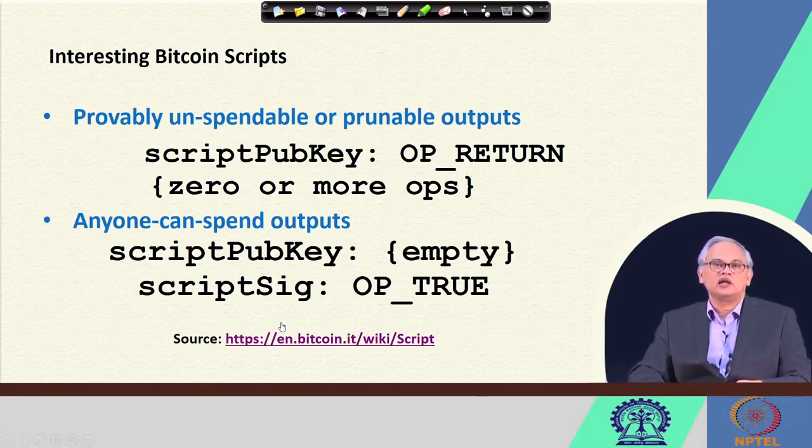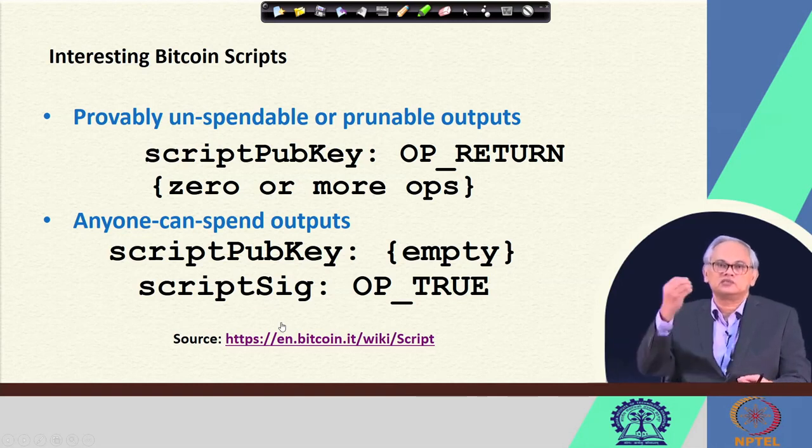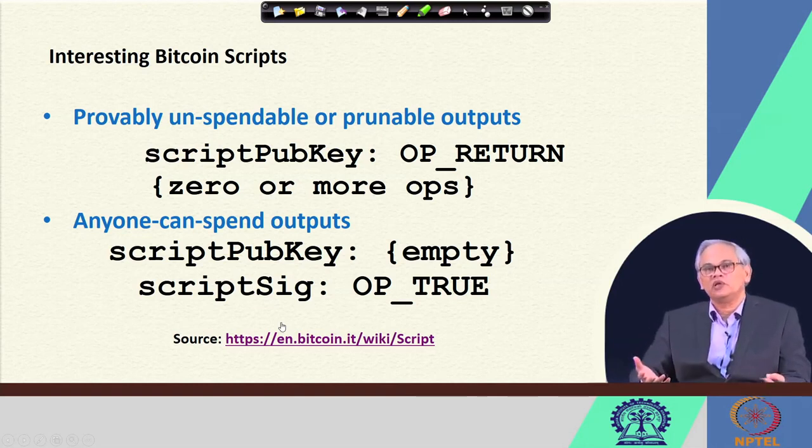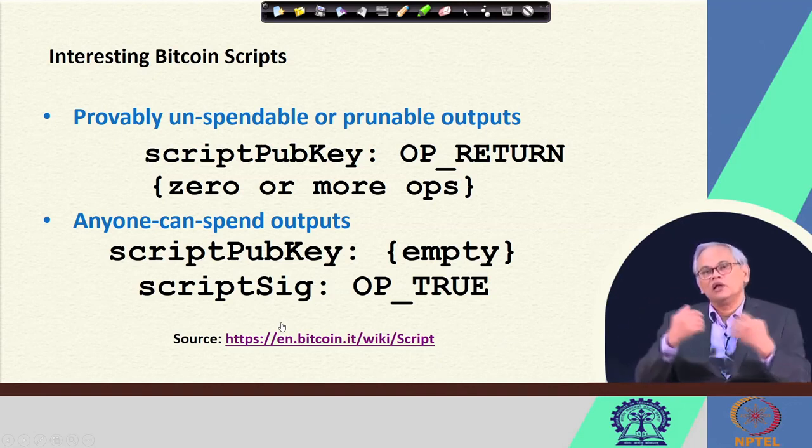Anyone can spend means that there is no particular pub key involved in the script pub key. So, nothing is mentioned. The script sig will be OP_TRUE, meaning that if that is there in the stack, the first thing that will be popped is OP_TRUE, no matter whatever is the content. The first such operation is OP_TRUE, meaning that irrespective of any other consideration, it will return true. So, anyone will be able to claim that money.